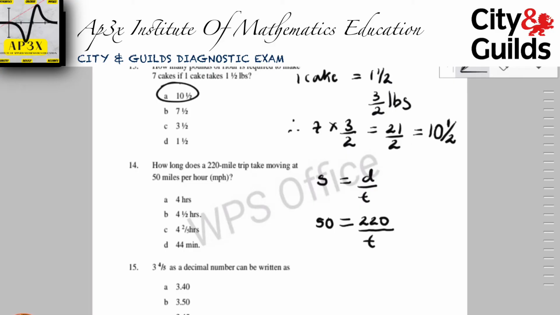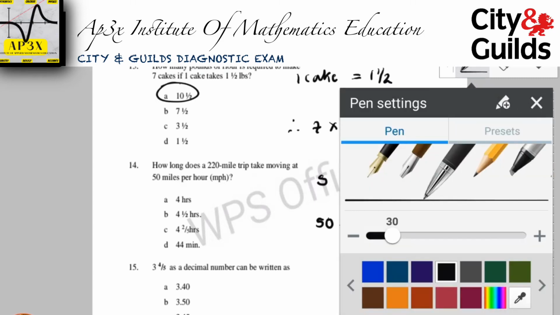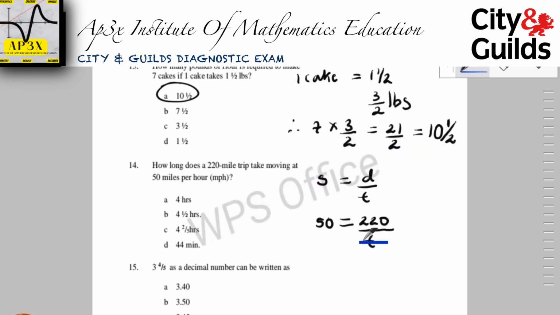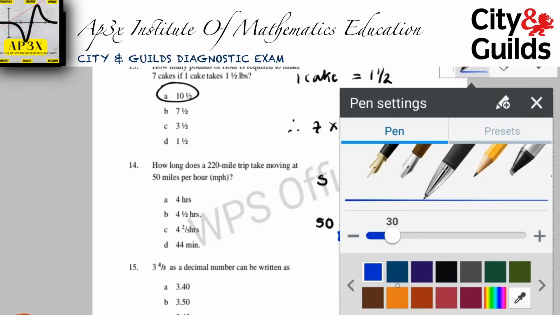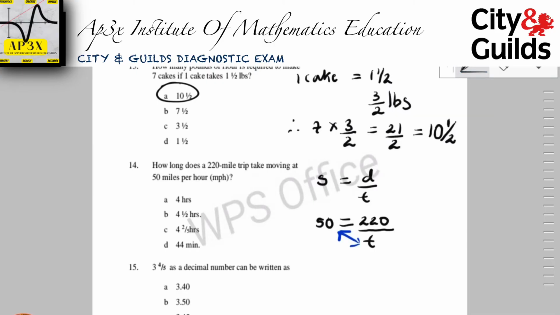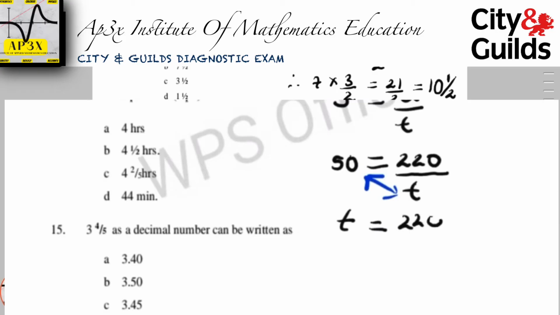So what we can do here is multiply both sides by t, or we can do a little swap. The shortcut for this is a little swap. We can put the t up here and we can put the 50 back. We can swap the position of the t and the 50. So the shortcut would be to put the t up top and put the 50 at the bottom, so that's 220 divided by 50.